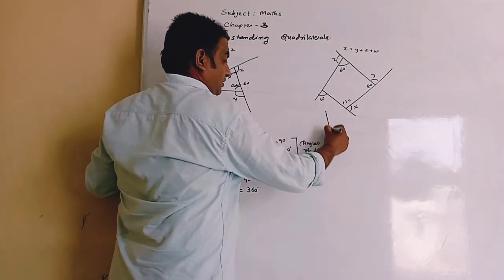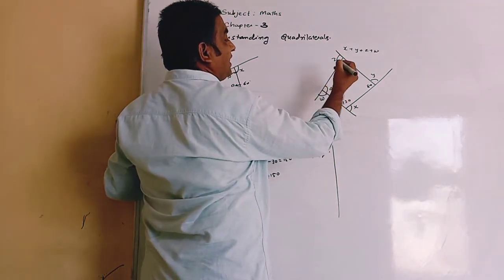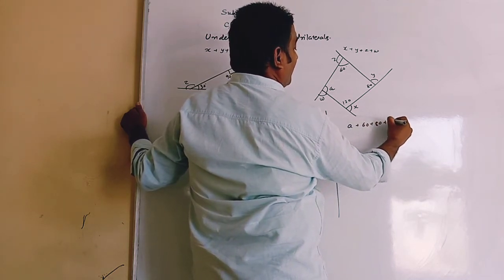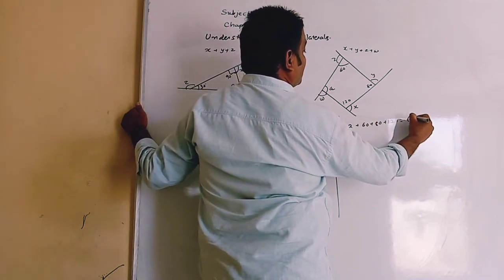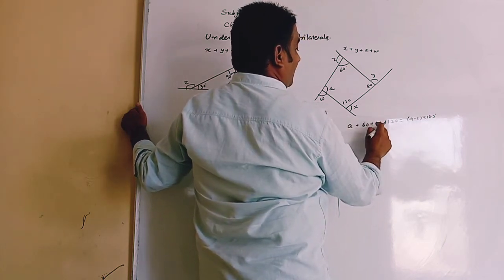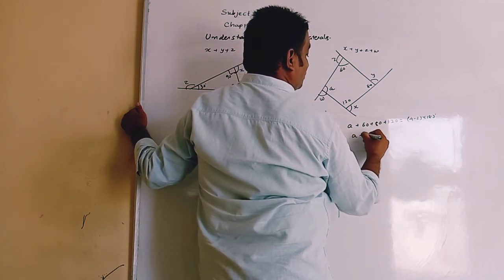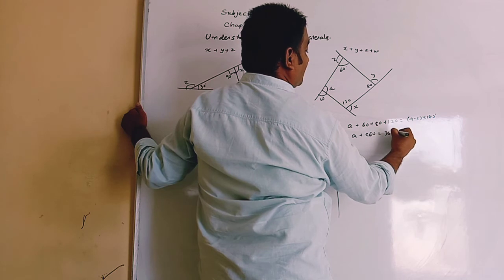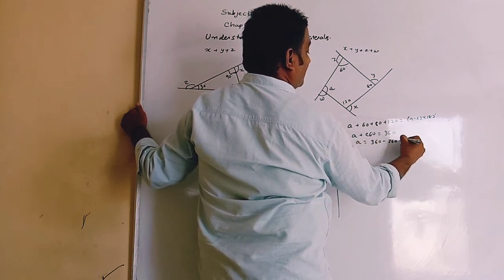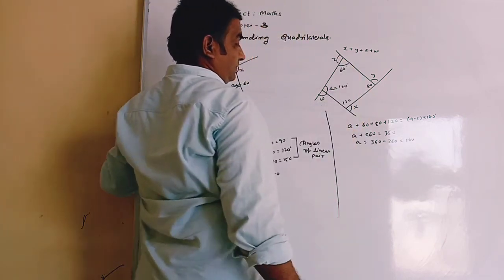In the same way here we find the interior angle with w. This angle we call a, and a plus 60 plus 80 plus 120 equals, for 4 sides, (4 minus 2) into 180. So 60 plus 80 is 140, plus 120 is 260, and so a plus 260 equals 360, so a equals 360 minus 260, that is 100. So here we got 100.